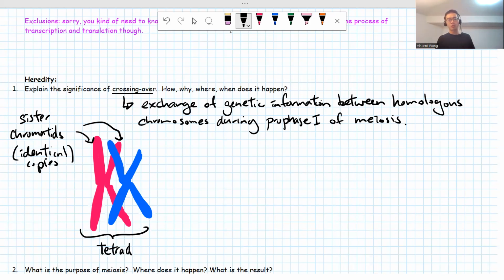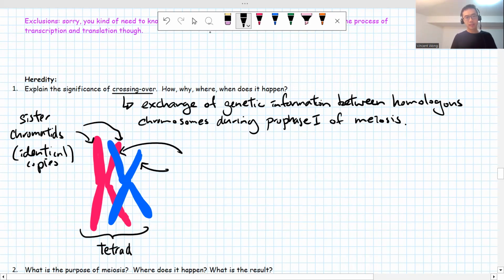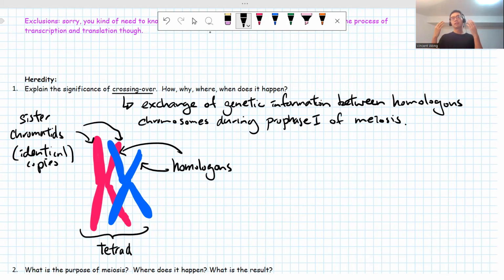The homologous chromosomes find each other during prophase 1. Right here, the blue one and the red one are homologous. In case you forgot, homologous chromosomes are the same size, same length. They have the same order of genetic information, but the version might be different. Big A, small a.